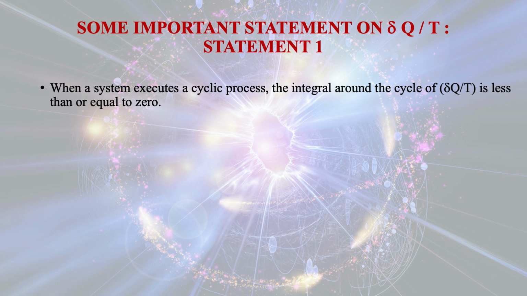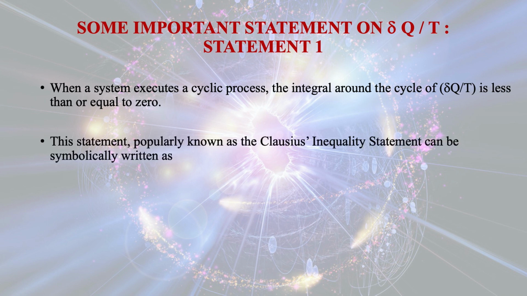Now we will discuss some important statements of delta Q by T. First we will discuss statement 1 given by Clausius. This is known as the Clausius inequality statement. When a system executes a cyclic process, the integral around the cycle of delta Q by T is less than or equal to 0. This statement, popularly known as the Clausius inequality statement, can be symbolically written as the cyclic integral of delta Q by T less than or equal to 0. So this is the Clausius inequality statement, that is statement number 1.